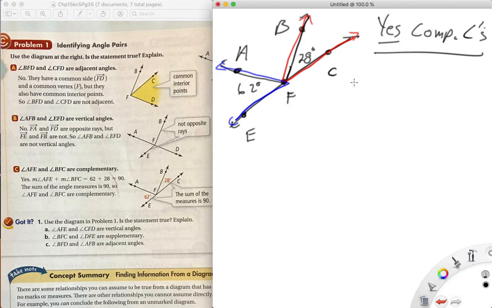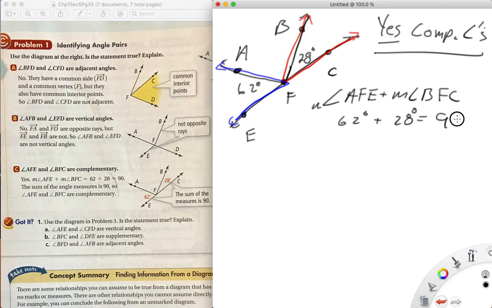when I add the angles, the measure of angle AFE plus the measure of angle BFC, AFE is 62 degrees plus BFC, which is 28 degrees, that equals 90. So they're complements. So since they equal 90 degrees, I can say that they are complementary angles. Okay, so got it.